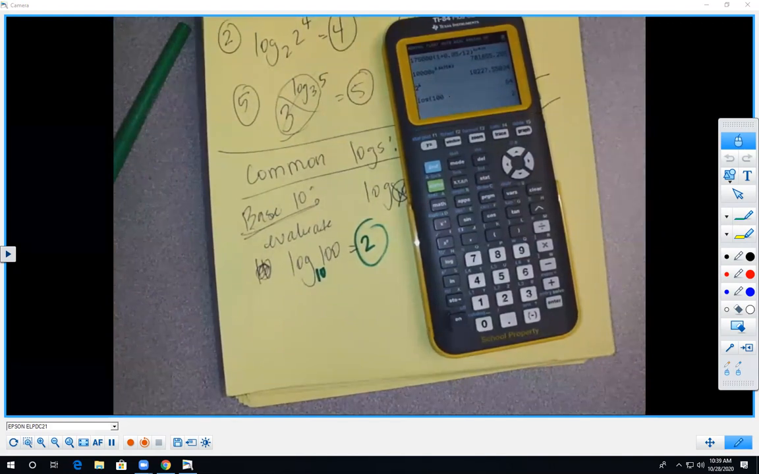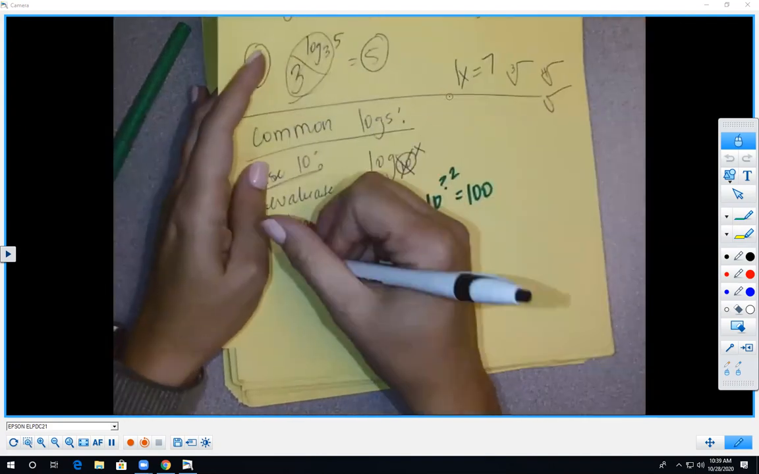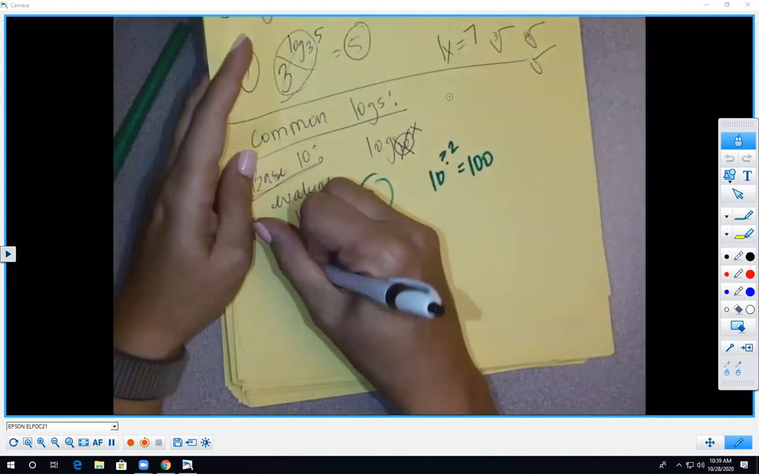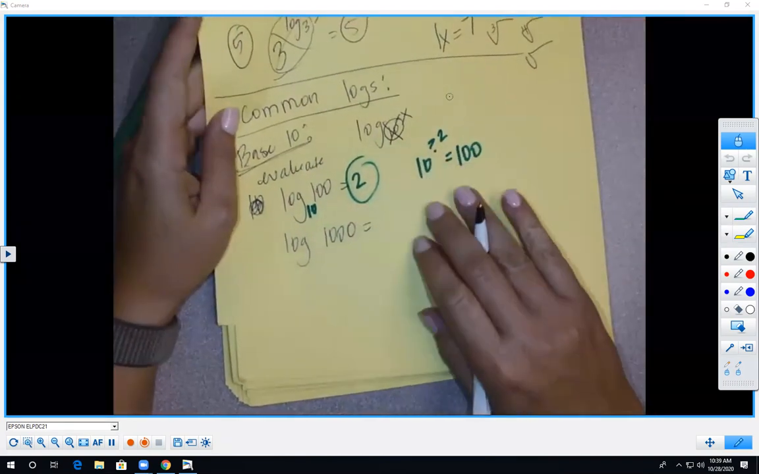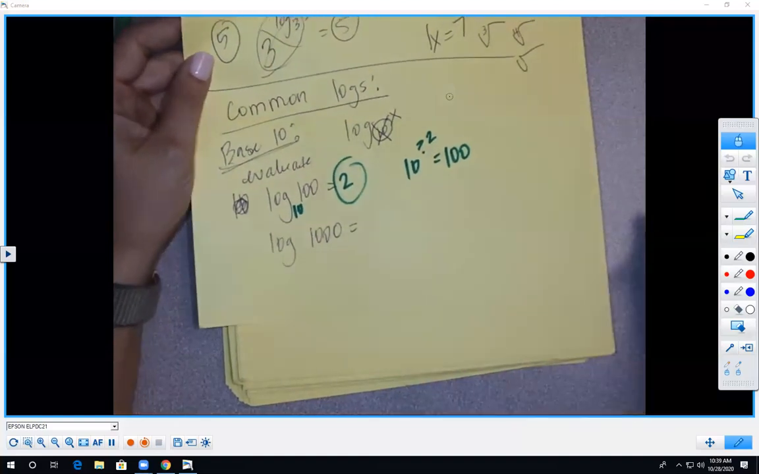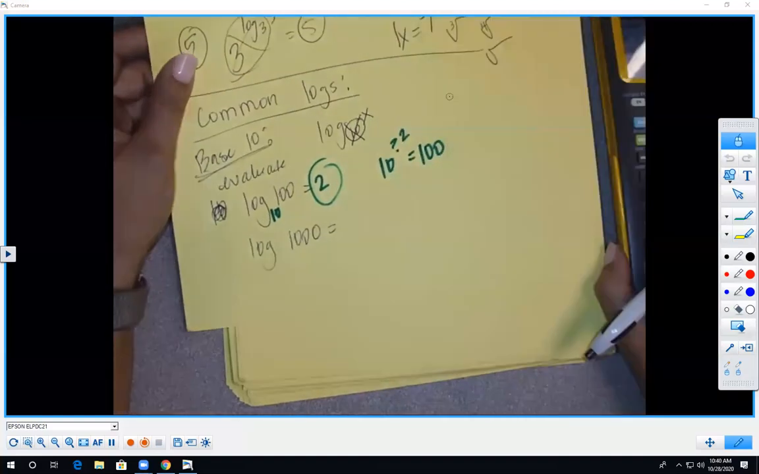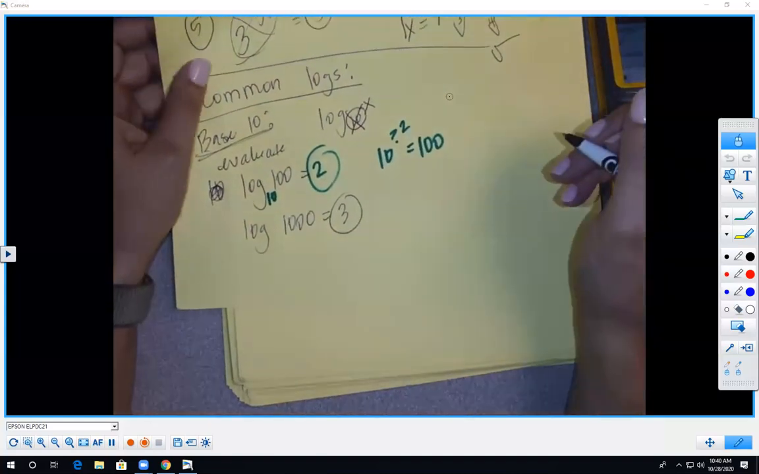Let's do log of 1,000. What's log of 1,000? Use your calculator if you want to, or switch forms and do it in your head. It doesn't matter. Log of 1,000 is 3. Why is log of 1,000 3? Well, because 10 to the third power equals 1,000, right?